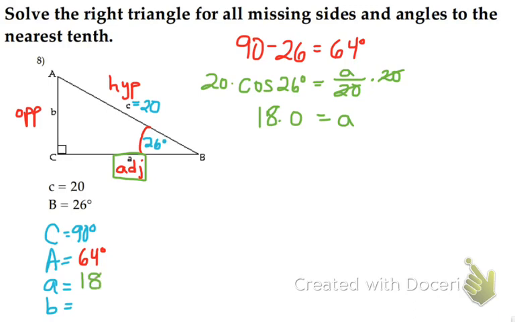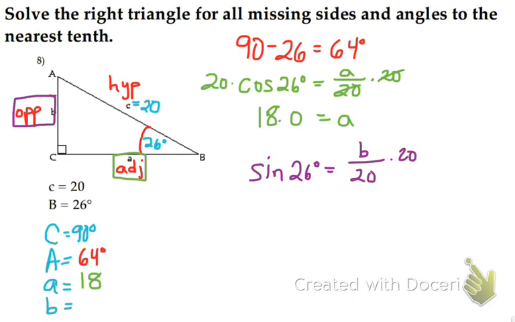And we're going to figure out side length b in a similar manner, only now b is the opposite side. So we're going to use the trig ratio that includes the opposite and the hypotenuse, which is the sine function. So the sine of 26 degrees is equal to the opposite, b, which we don't know, over the hypotenuse, 20.